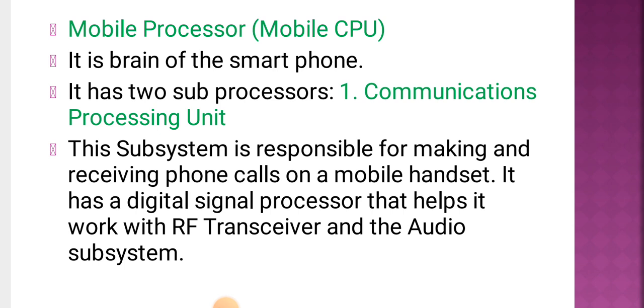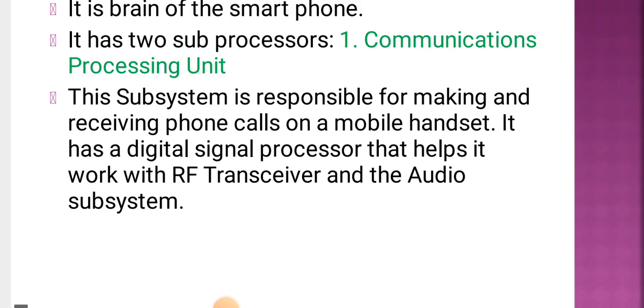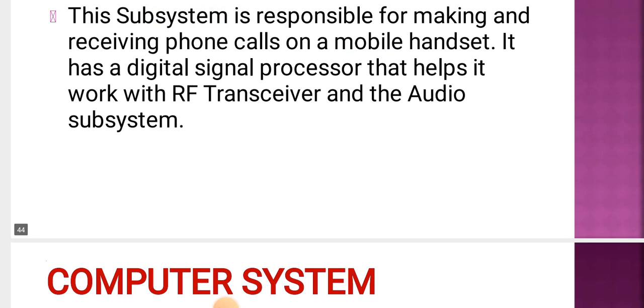It is a digital signal processor that helps it work with the RF transceiver and the audio subsystem. The RF transceiver is the radio frequency transceiver, the calling system. RF means radio frequency, so only radio frequency is used, and it is used for connecting the calls also. This is the first subprocessor, the communication processor.